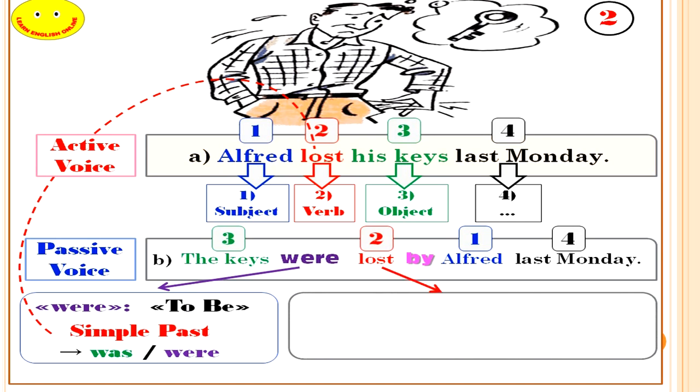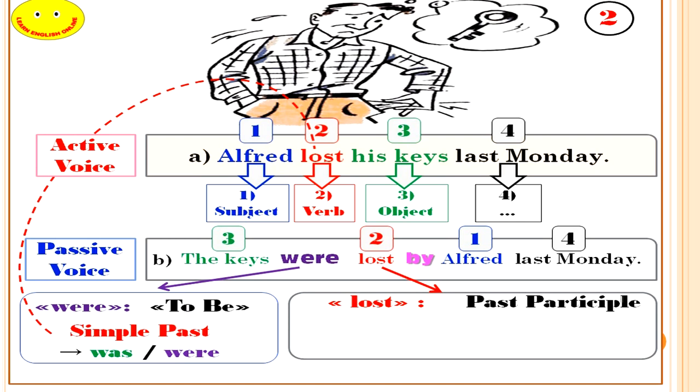Next is lost. It seems that there is no change. Alfred lost. The keys were lost. But in fact, there is a change. Do you remember with the first example we had revised, and we said that's past participle. It's again here the past participle. The past participle of the verb lose. Lose in simple past, lost, past participle, lost. Okay? That's why we see that lost, it hasn't changed. But in fact, there is a change.